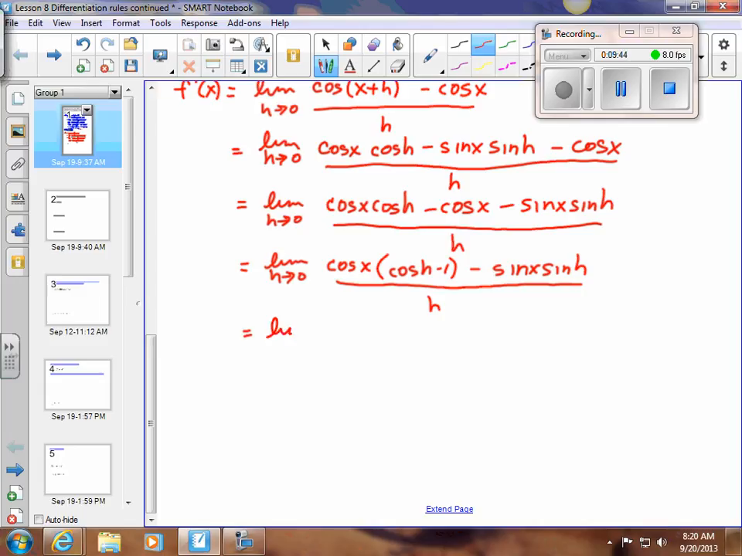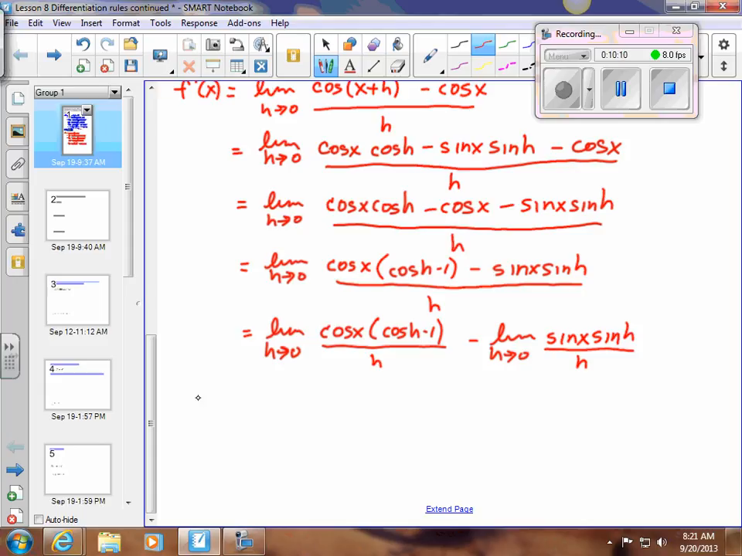So we have the limit as h approaches 0 of cosine x times the quantity cosine h minus 1 all over h, minus the limit as h approaches 0 of sine of x times sine of h all over h. We can again factor out the cosine of x and the sine of x because the limits are as h approaches 0, so those terms are coefficients.